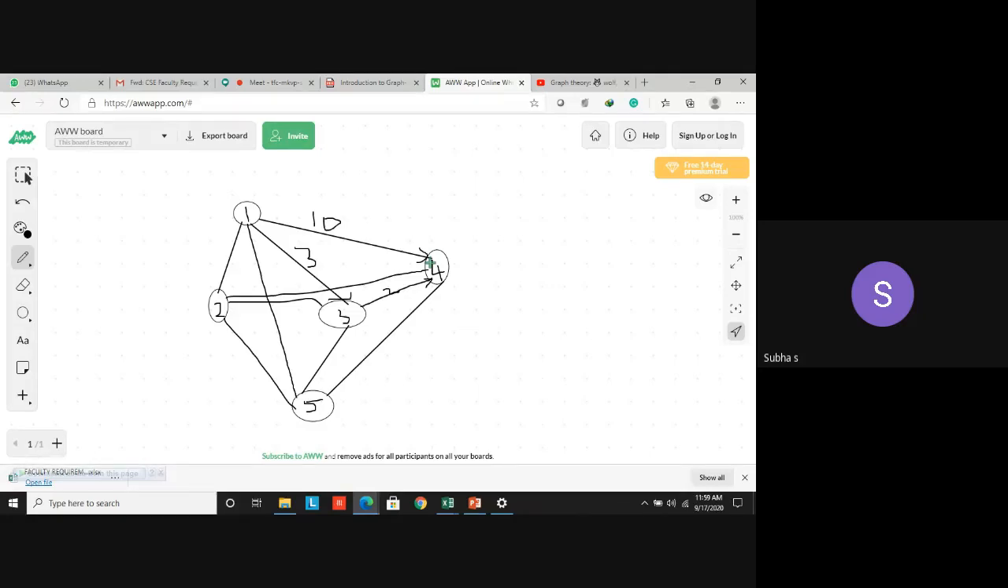So these things are applied in your Chinese postman problem and the traveling salesman problem. Like this you have to travel to all other nodes. Or I want to move from node 1 to node 5. Then what do I have to do? I have to check all the possible paths. Then I have to pick the shortest path. For that we have many algorithms.